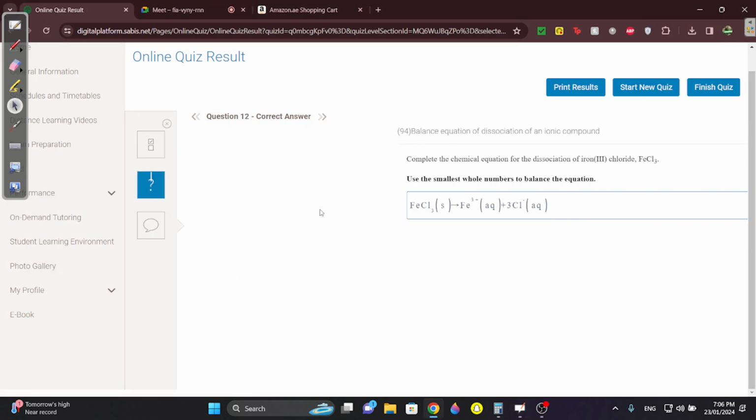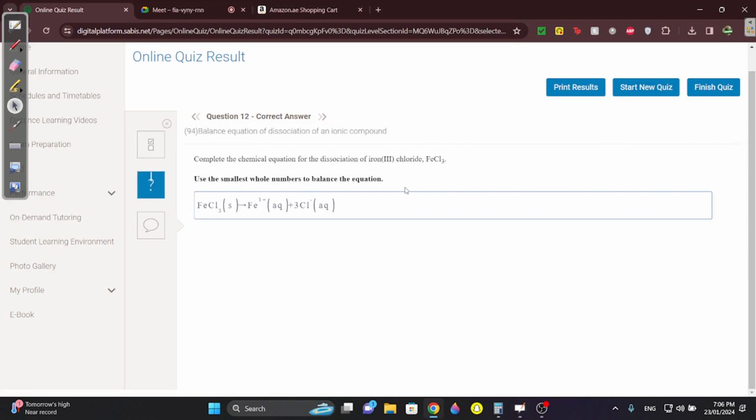Question 12. Complete the chemical equation. What they gave you, they didn't give you this 3. They said balance. This is how they asked the question. They're just saying balance. It's easy. You guys know how to balance. Fe, you have 1 here and 1 here, so we're good. Cl3, here you have 3 and here you have 1. So you just put the 3 here. That's it. Everything is already written for you.